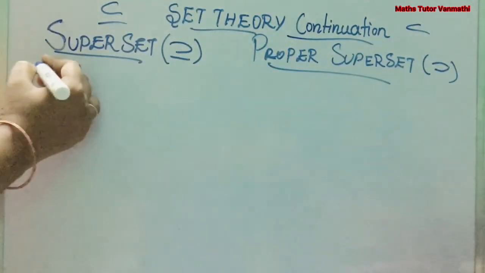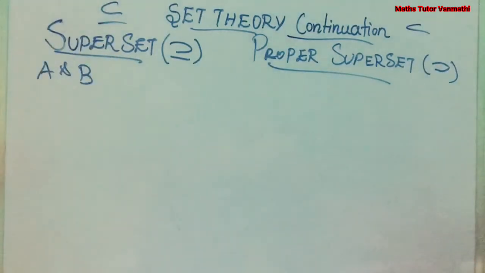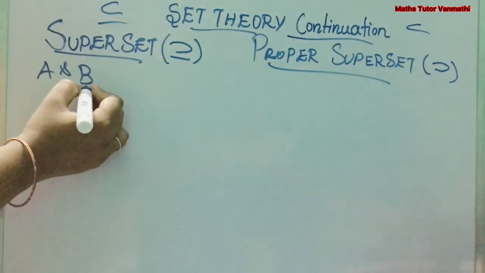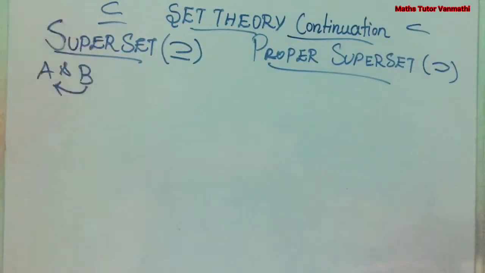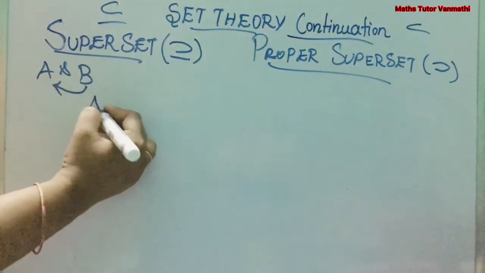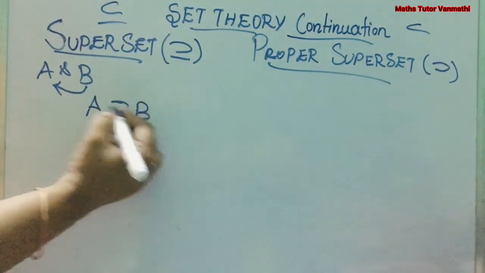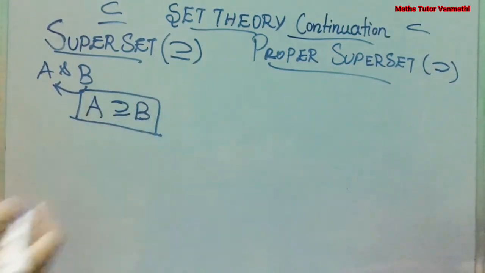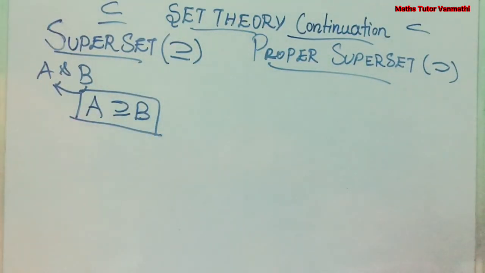Here also I am taking A and B. Now here every element in B should also be in A. Then this is called a superset. That is, A is a superset of B. Clear? In subset, every element in A should be in B, but in superset, every element in B should also be in A. Then we can say that A is a superset of B.